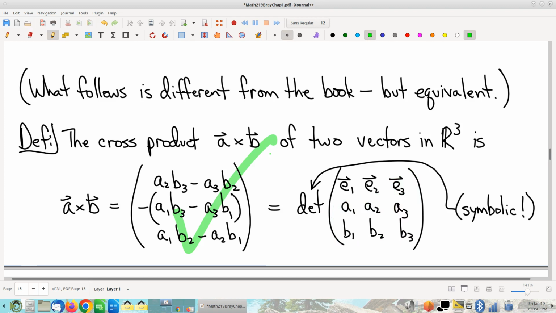For whatever it's worth, I advise not wasting your time with that formula. I advise learning this formula. It's much easier. Look how nicely organized this is. Standard basis vectors across the top, first vector, second vector. Couldn't forget it if you tried. Much easier to remember.